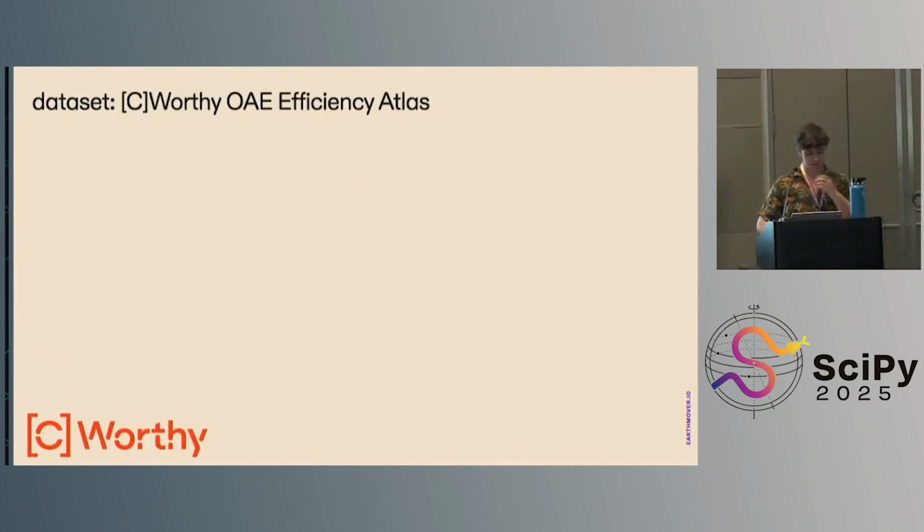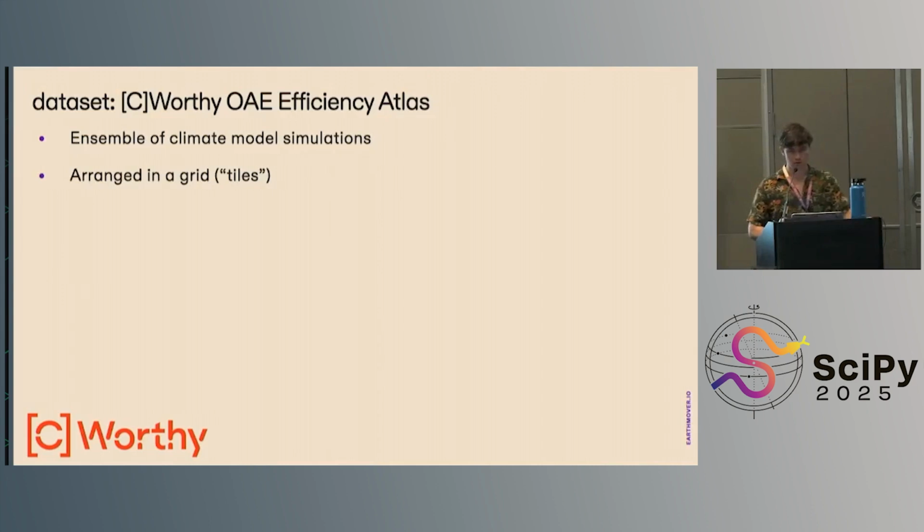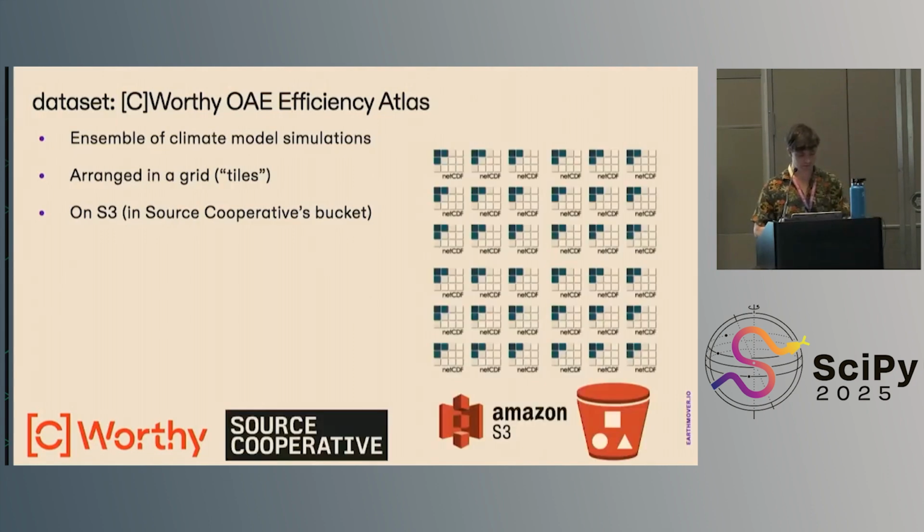So the actual data set was this thing called the Seaworthy Ocean Alkalinity Enhancement Efficiency Atlas. The science of it is interesting, but for the purposes of this presentation, it's essentially an ensemble of simulations arranged in a grid. It's like a big parameter scan. The data sat in raw form on S3 thanks to this other nonprofit called Source Cooperative, which provided the bucket through the AWS Open Data Program. And you can think of it as just this enormous grid of netCDF files.